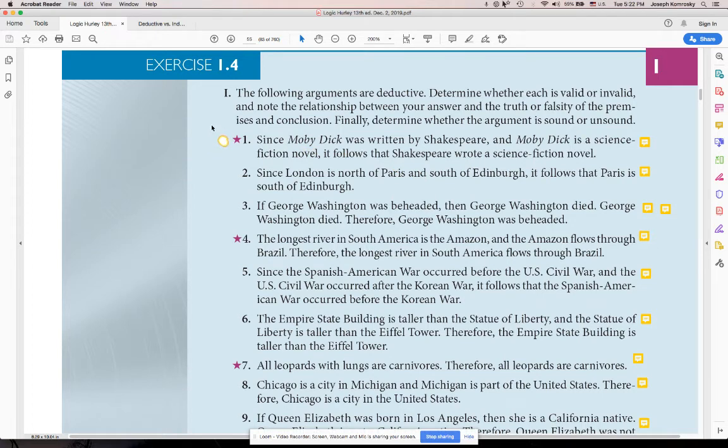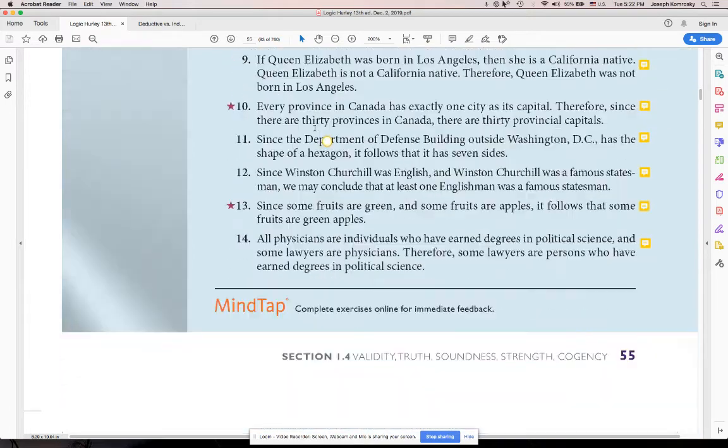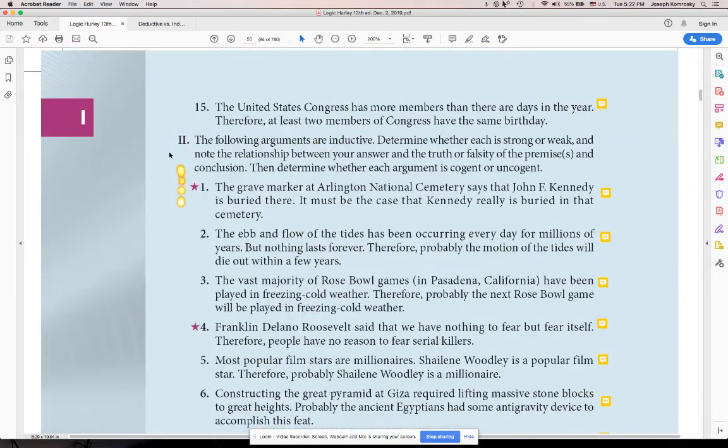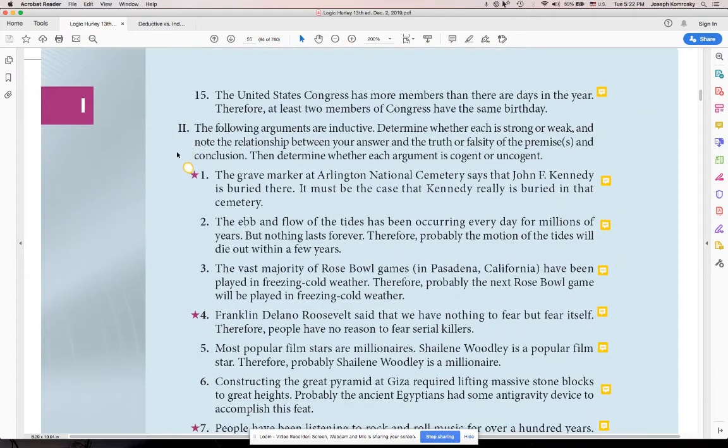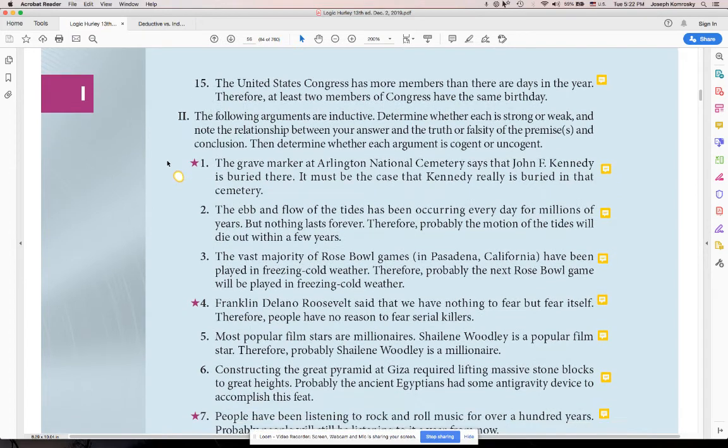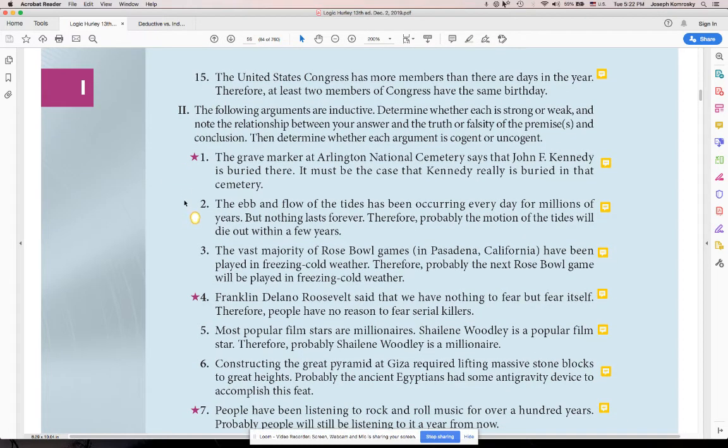Number 1, since Moby Dick was written by Shakespeare, and Moby Dick is a science fiction novel, it follows that Shakespeare wrote science fiction novels. Oh, sorry, that's the deductive part. Hold on. Let me go down to the inductive, section 2. So let's do this. Let's do number 2.